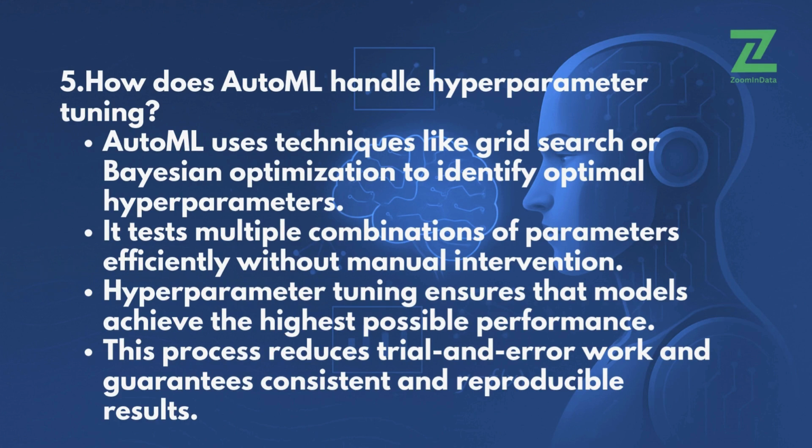How does AutoML handle hyperparameter tuning? AutoML uses techniques like grid search or Bayesian optimization to identify optimal hyperparameters. It tests multiple combinations of parameters efficiently without manual intervention. Hyperparameter tuning ensures that models achieve the highest possible performance. This process reduces trial and error work and guarantees consistent and reproducible results.